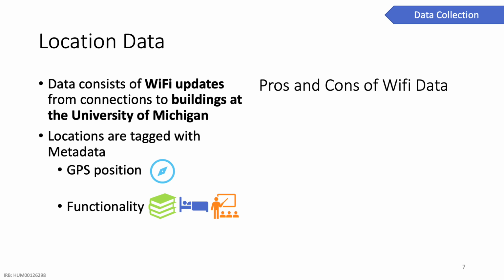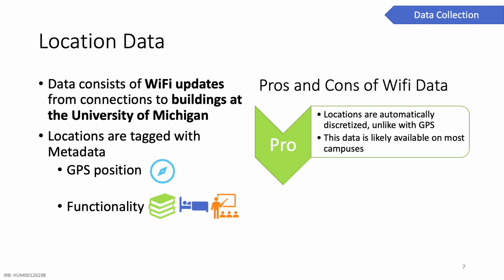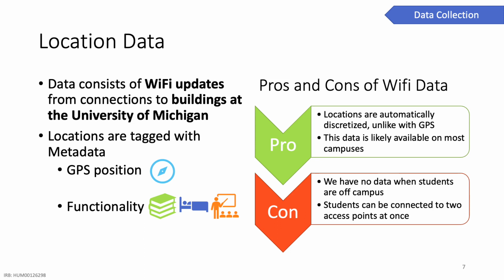I want to talk about some pros and cons of using Wi-Fi data because a lot of the prior work has used things like GPS or cell phone pings. This data is automatically linked to locations unlike GPS, which is nice. And also the data is likely available on most campuses, which means that something like this could be replicated because the data is going to be available for every student.